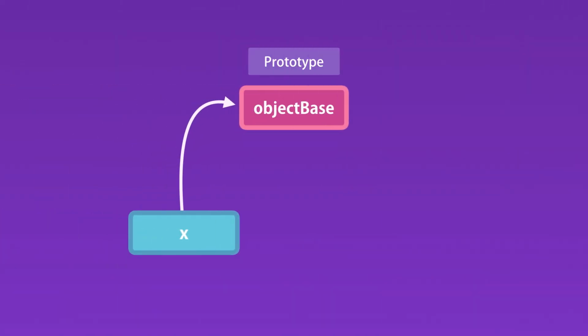So we have this x object in memory, and x has a link to another object, which is its prototype. For our discussion, let's call this object objectBase. It's not an official term. You're not going to find it anywhere. It's just a name I'm going to give it for our discussion. So every object that we create in JavaScript directly or indirectly inherits from objectBase. objectBase is the root of all objects in JavaScript, and it doesn't have a prototype or parent.